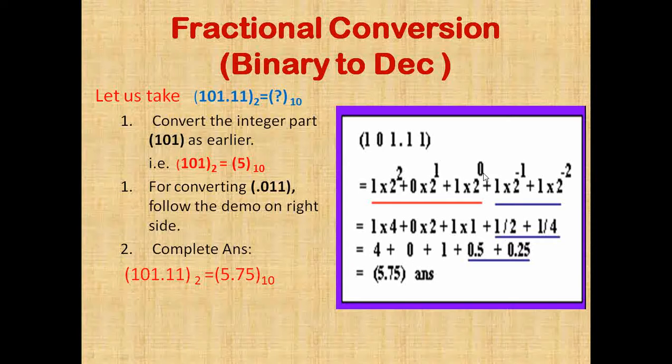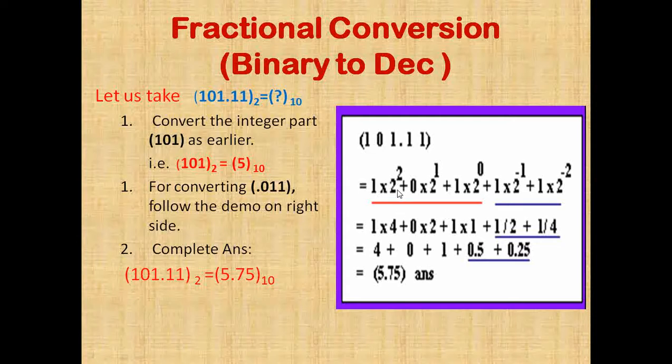From the decimal point to its right side, the first digit will have 2 to the power -1, and the second will have 2 to the power -2. If we have another digit, that will have 2 to the power -3. So what you need to concentrate on is that before the decimal point we start at 0, 1, 2, and afterward we decrease it: 0, then -1, then -2. Now we are supposed to solve this equation.